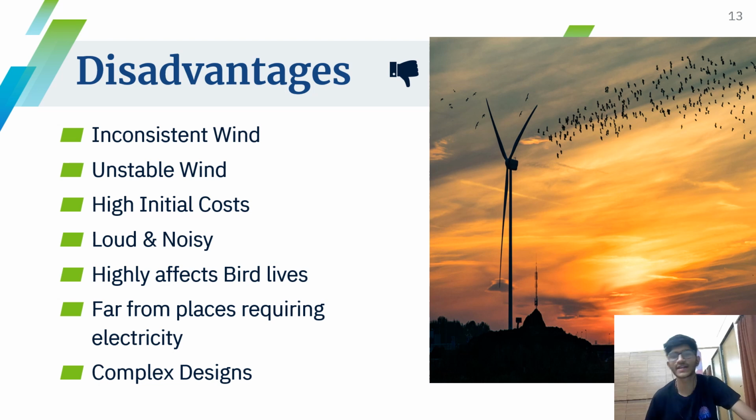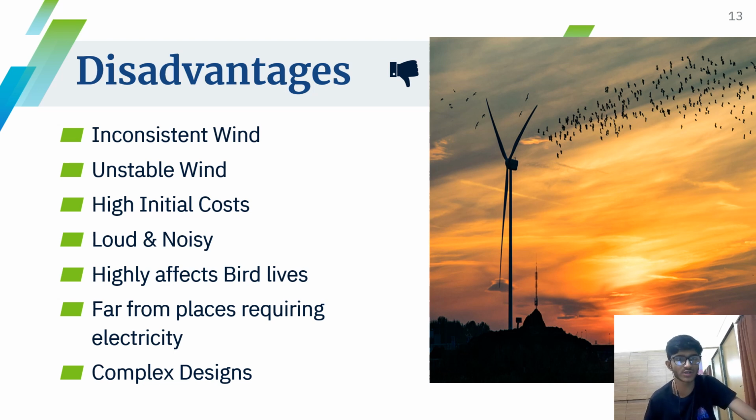As with everything that has advantages, it also has disadvantages. In this case, there are times when there are inconsistent and unstable winds. Wind is unpredictable and it does not always blow when electricity is needed. Also, other problems are like high initial costs. It really requires high initial costs to develop a wind power plant.